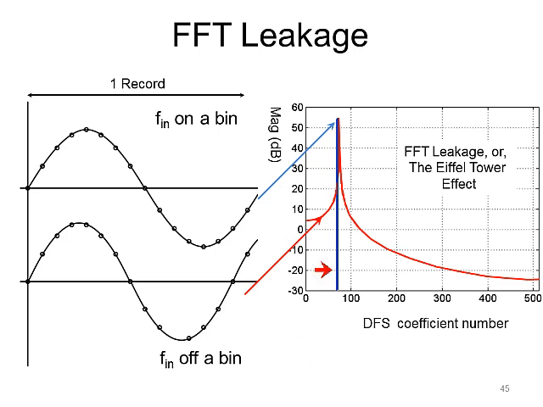The blue spectrum is the FFT of a sinusoid where the input tone lies exactly on a bin, and as you can see, only one of the FFT bins is non-zero. When the input is off of a bin, you can see that energy leaks everywhere, causing it to look like the Eiffel Tower.